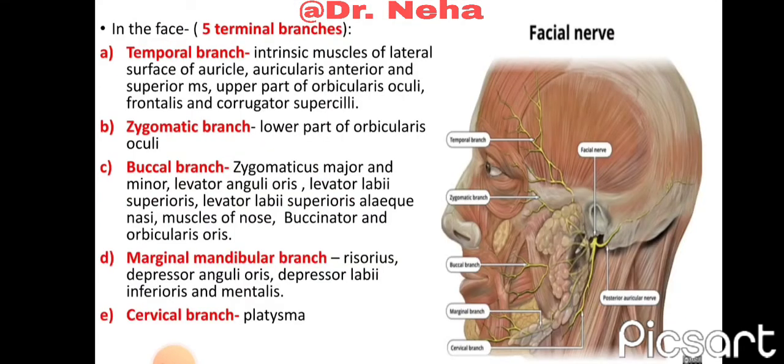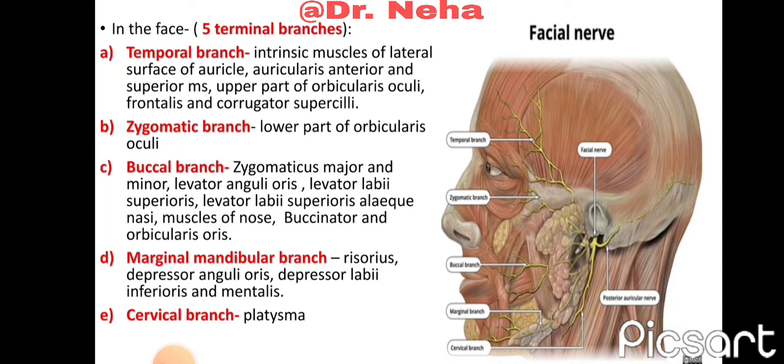Then there are 5 terminal branches in the face. First is the temporal branch. This is providing innervation to the intrinsic muscles of the lateral surface of the auricle, auricularis anterior and superior muscles, upper part of orbicularis oculi, frontalis and corrugator supercilii.